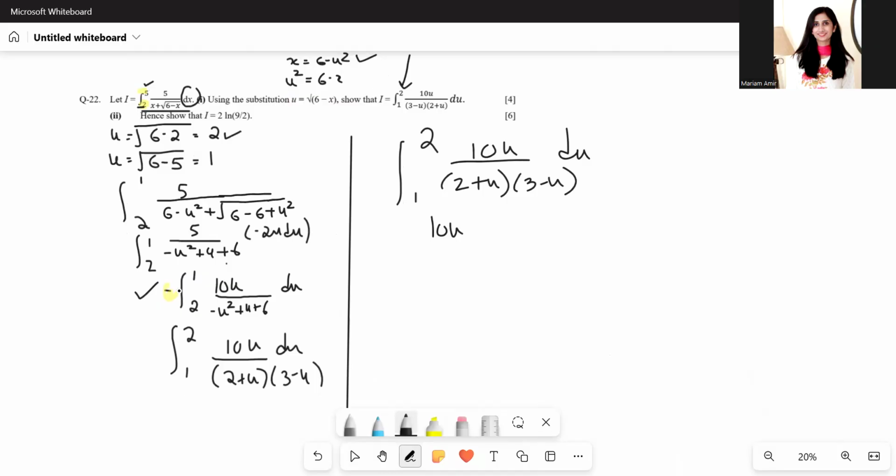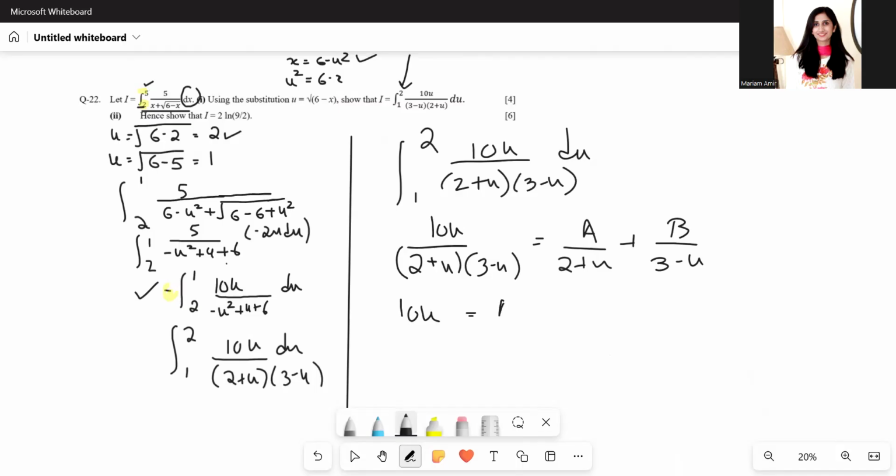So 10u upon (2 plus u)(3 minus u) can be written as a upon 2 plus u plus b upon 3 minus u, and let's solve it. We will make the denominators the same by multiplying a with 3 minus u and by multiplying b with 2 plus u. The denominators on both sides will become the same this way and we can cancel it.